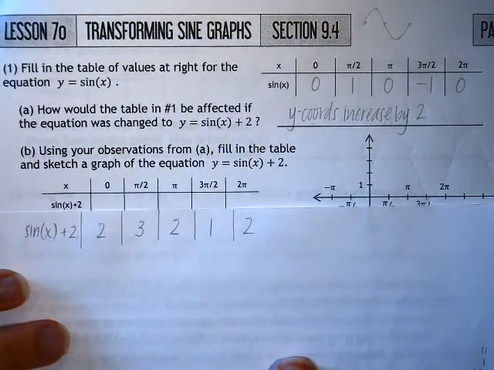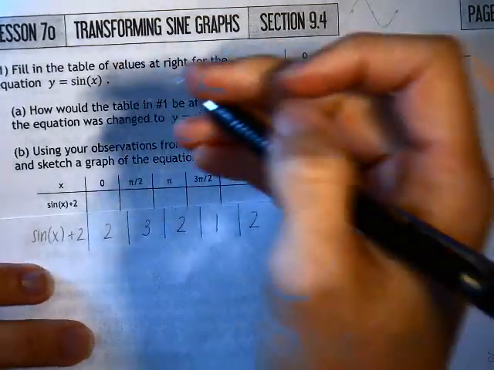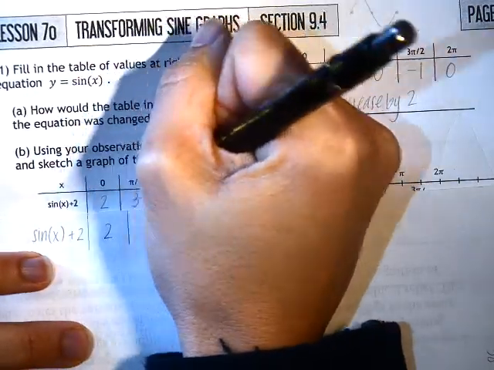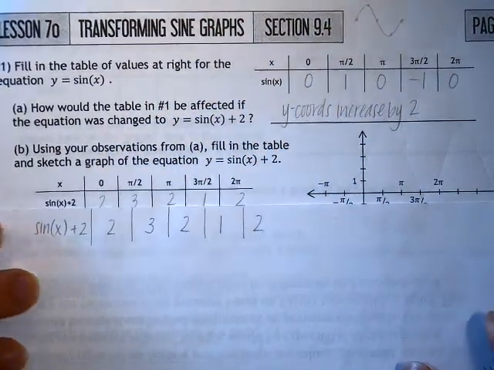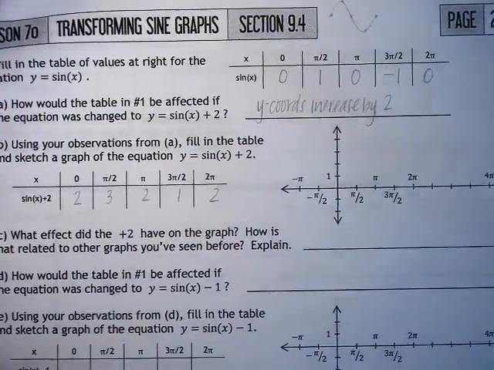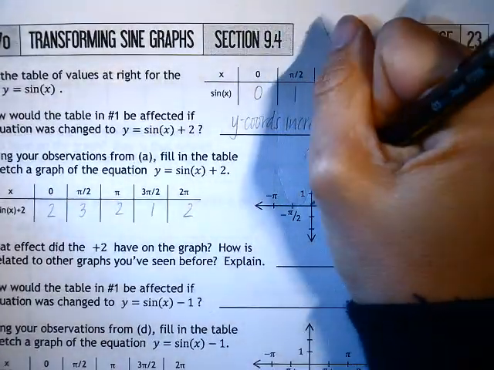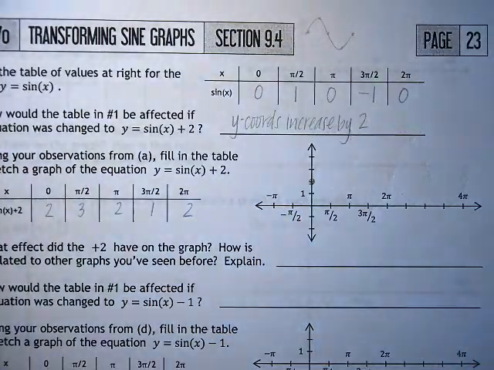Now, good news for us, we already have the numbers for the table, so I'll just quickly transfer those over. That's 2, 3, 2, 1, and 2. So those are my new numbers. And now I'm going to plot those new numbers on the graph. Now 0, 2 would be 0 and then up 2. We're using the tick marks that are labeled for us there.